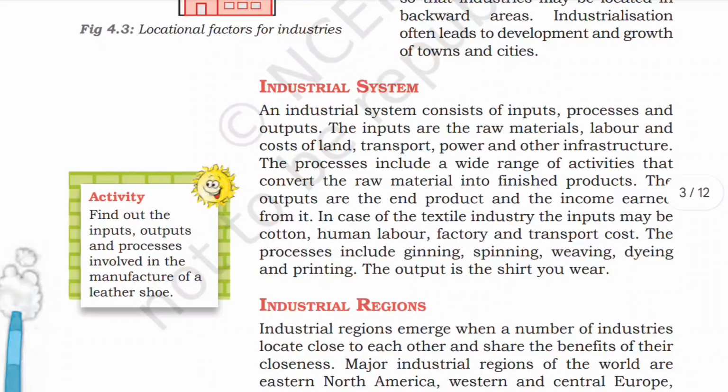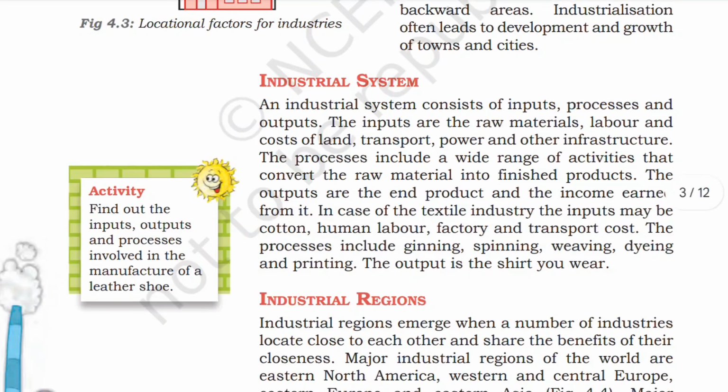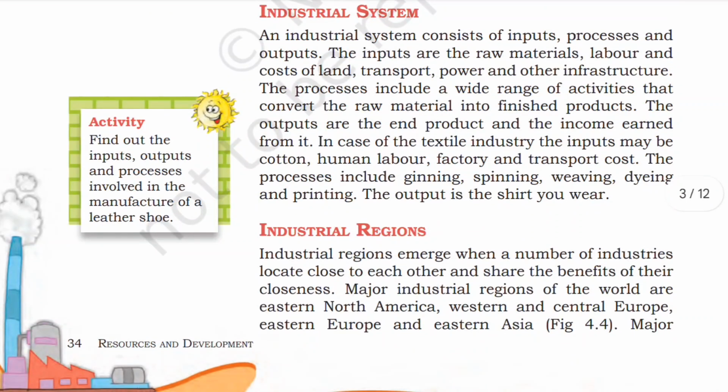Industrial system. An industrial system consists of input, process and output. The inputs are the raw material, labor and cost of land, transport, power and other infrastructure. The process includes a wide range of activities that convert the raw material into finished product. The outputs are the end product and the income earned from it.